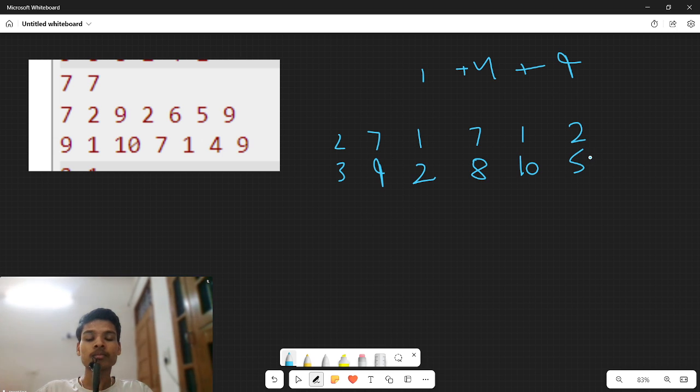My guy is at this position. Now he wants to come to this position. Now tell me what the minimum cost is. That is what I want to find.